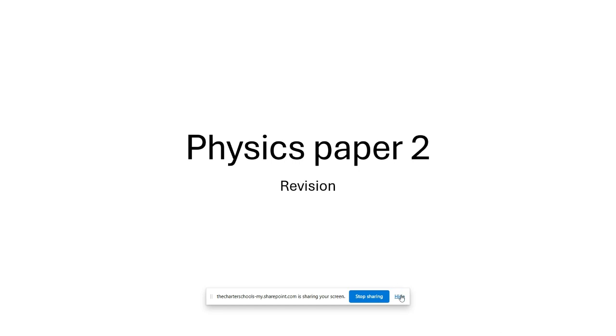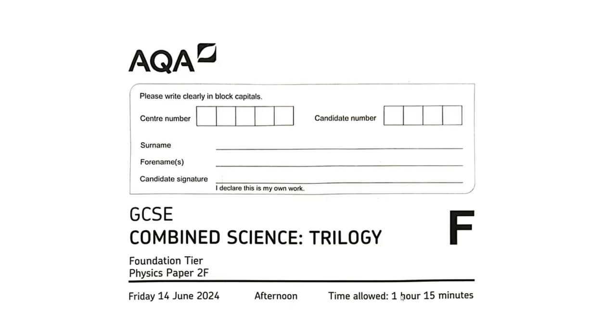Before we start, can you make sure that you have the correct paper in front of you? It should look like this at the top: Foundation paper, physics paper 2F from the 14th of June 2024. Make sure you also have a whiteboard and a whiteboard pen. And please pause the video to make sure that all the students have all the equipment needed.